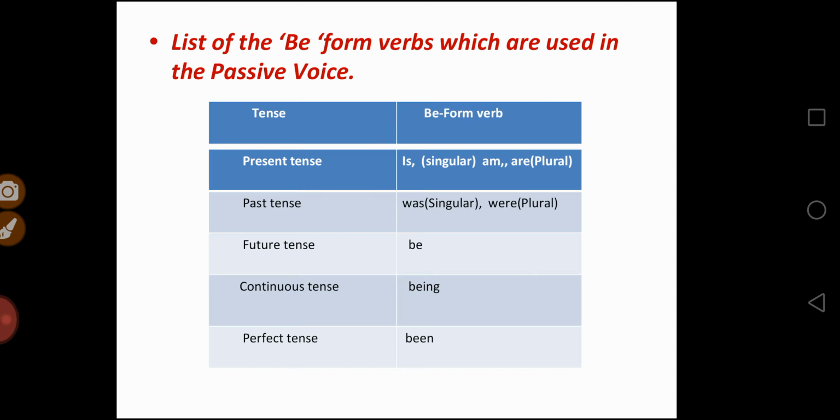List of the be form verbs which are used in the passive voice. Tense, be form verb. In present tense, is, am, are. Is is used for singular, am is used for first person, are is used for plural. Past tense, was or were. Future tense, be. Continuous tense, being. Perfect tense, been.